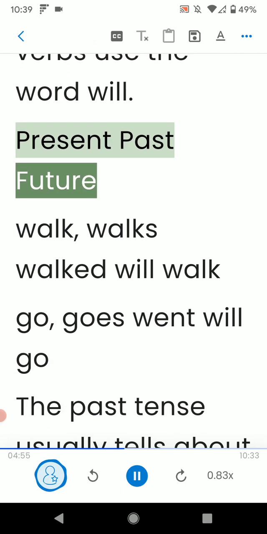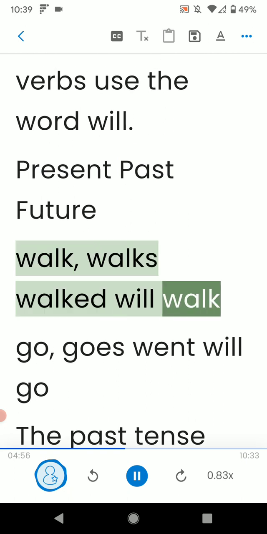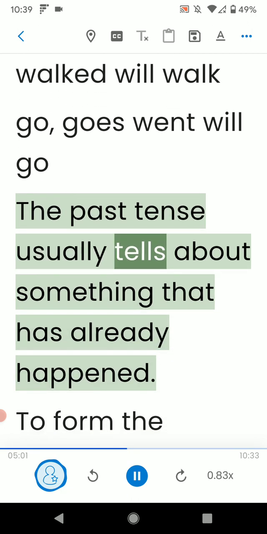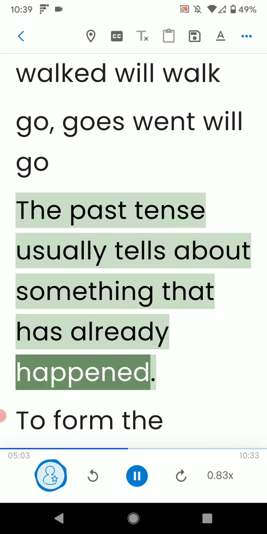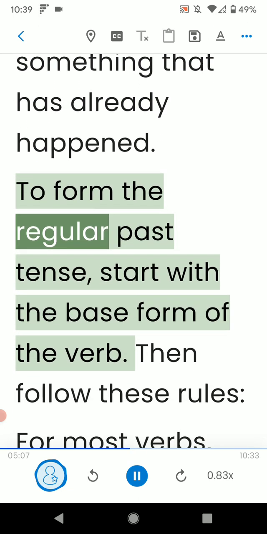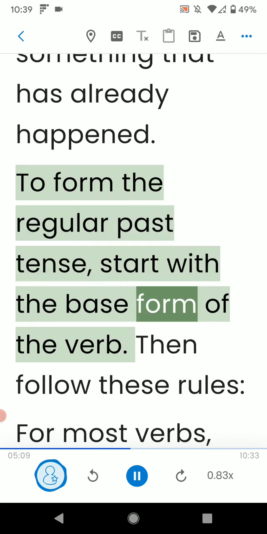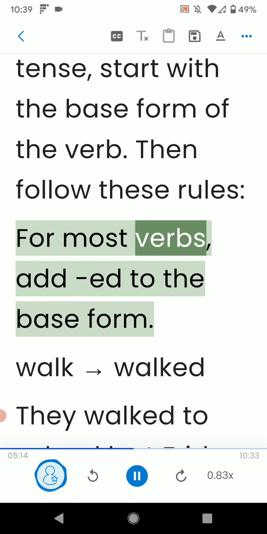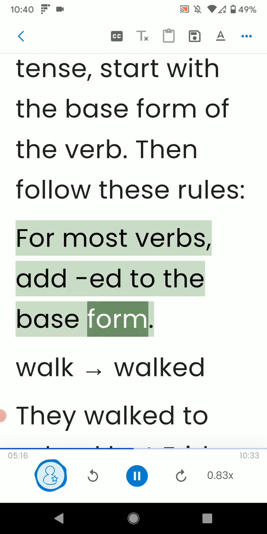Present, past, future. Walk, walks, walked, will walk. Go, goes, went, will go. The past tense usually tells about something that has already happened. To form the regular past tense, start with the base form of the verb. Then follow these rules. For most verbs, add ed to the base form.